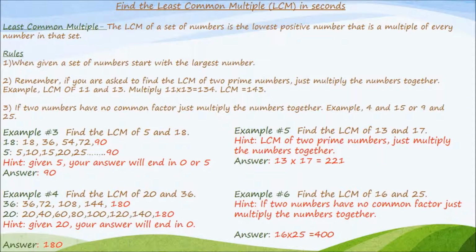Example 5. Find the least common multiple of 13 and 17. Well, looking at these numbers, we know these are prime numbers, so we're just going to multiply 13 times 17, which is equal to 221. Example 6. Find the least common multiple of 16 and 25. Again, here are the rules. If two numbers have no common factor, just multiply the numbers together. We have 16 times 25, which is equal to 400.